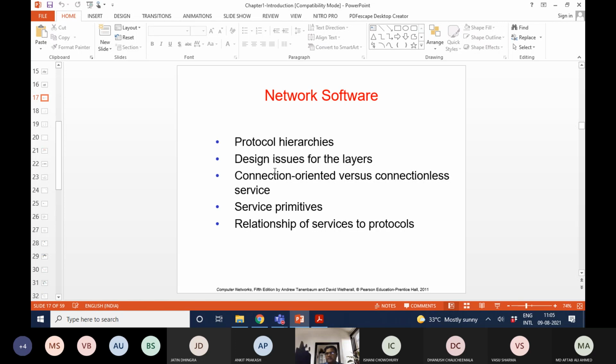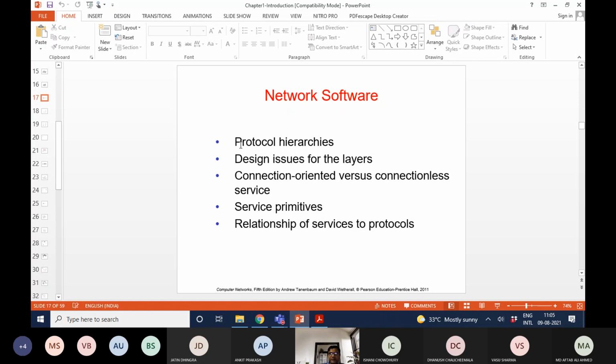If the software is installed on that hardware, that means if an operating system, which is a kind of system software, is installed in our computer, then only the hardware can run. Otherwise, the hardware cannot run. In the case of our network, the same concept is there. If we have network hardware, we also need network software so that the network hardware can run.